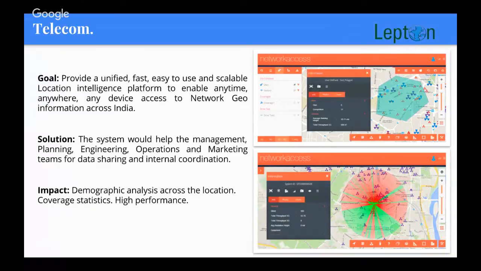They used the Network Assessor platform, and in the whole process they were able to get a unified view of the overall coverage statistics. They could understand the performance of different regions, more from the engineering side. That also helped them optimize their speed and their delivery of data, and so on.